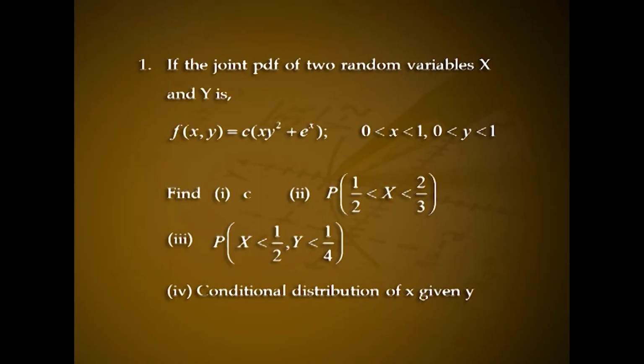Before we attend the next session, please try to answer the following questions. If the joint PDF of two random variables x and y is f of xy equal to c into xy square plus e raised to x for 0 less than x less than 1, 0 less than y less than 1, find 1, c; 2, P of 1 by 2 less than x less than 2 by 3; 3, P of x less than 1 by 2, y less than 1 by 4; 4, conditional distribution of x given y.